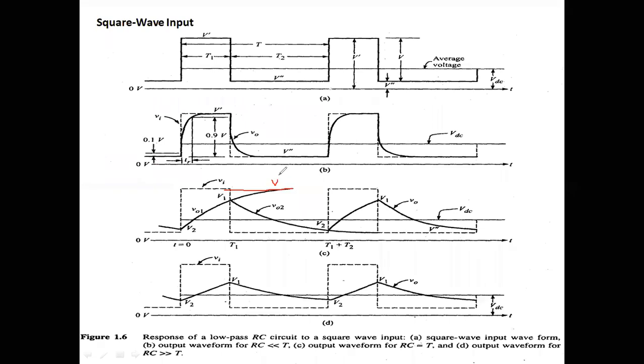That means this is a V dash line. Okay, it will be V dash level. That's why, to show that, they had taken this line. Otherwise, there is no need to draw this line.